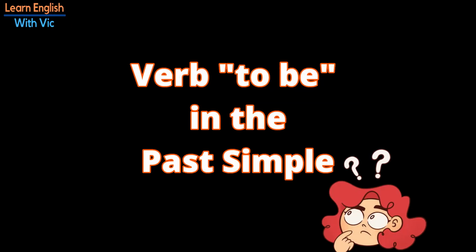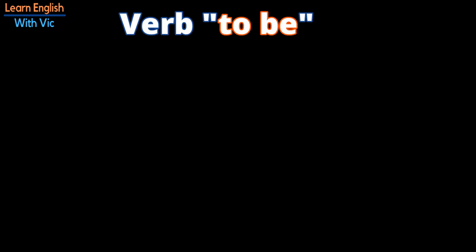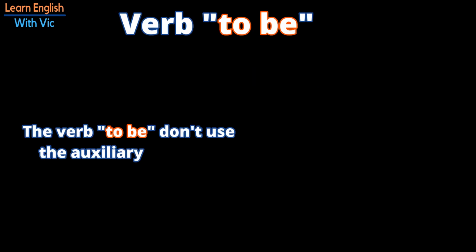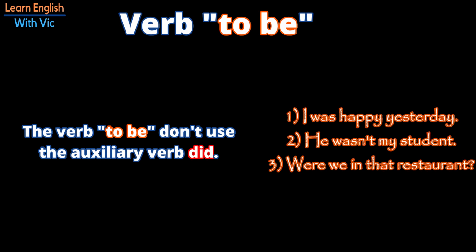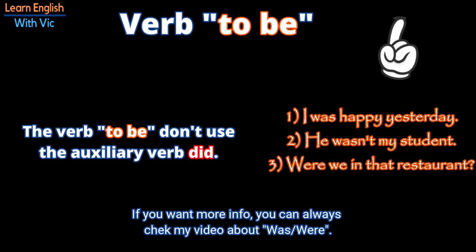Lastly, let's talk about the verb to be in the past simple. The verb to be in the past simple doesn't use the auxiliary verb did. For example, I was happy yesterday. He wasn't my student. Were we in that restaurant? If you want more info, you can always check my video about was and were.